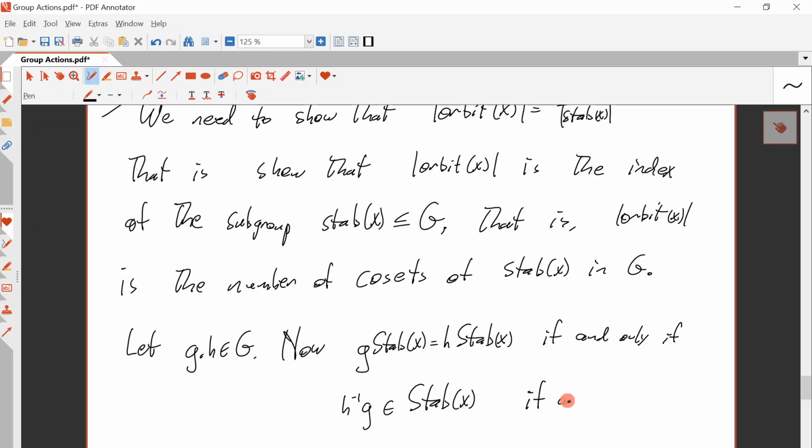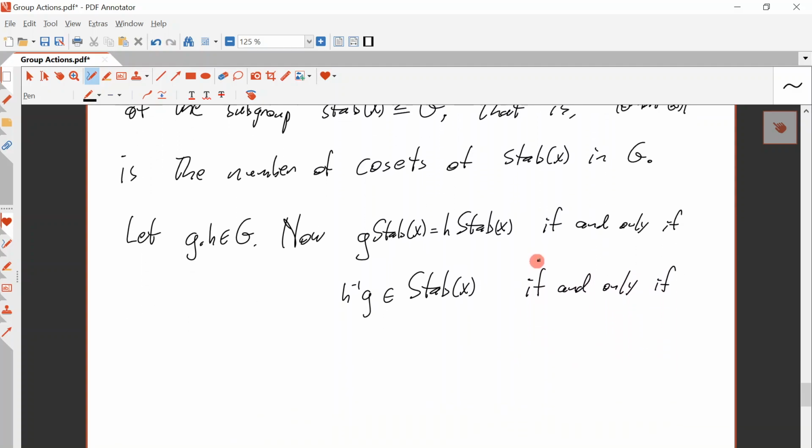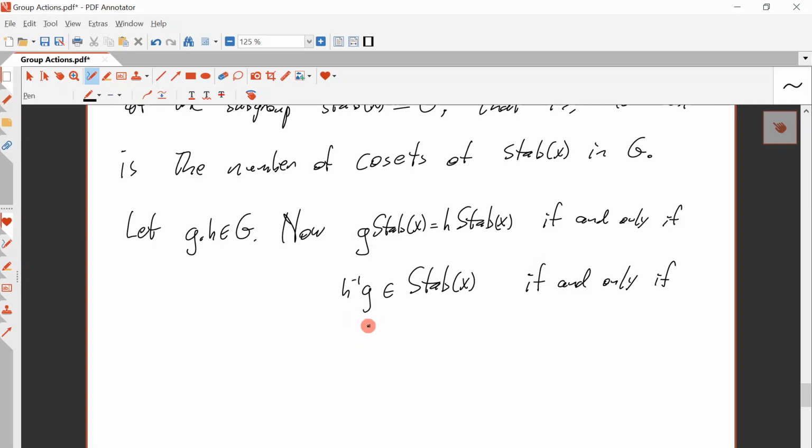If and only if H inverse G, the action of H inverse G on X is X, if and only if the action of G on X is equal to the action of H on X. Okay, so two cosets of the stabilizer are the same when the action of G on X is the same as the action of H on X.